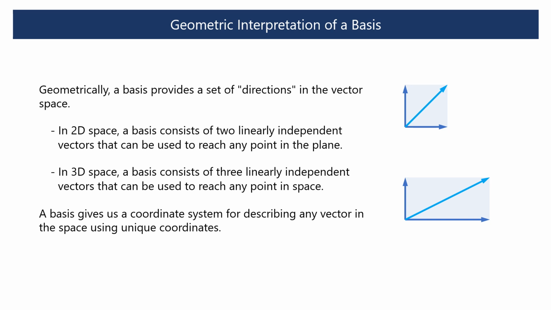Geometrically, a basis provides a set of directions in the vector space. In a two-dimensional space, a basis consists of two linearly independent vectors that can be used to reach any point in the plane. In a three-dimensional space, a basis consists of three linearly independent vectors that can be used to reach any point in space. A basis gives us a coordinate system for describing any vector in the space using unique coordinates.